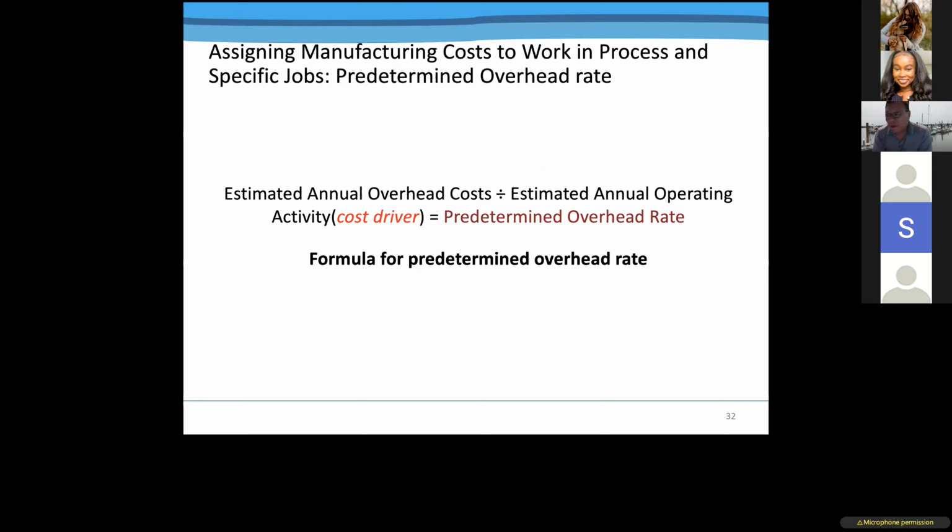This formula is for you to determine what the predetermined overhead rate, the POR, is. But when you calculate the amount of overhead to be assigned for a specific job, you use the actual activity for that job multiplied by the POR. So this formula is for you to figure out the rate. Okay, perfect. Thank you so much.